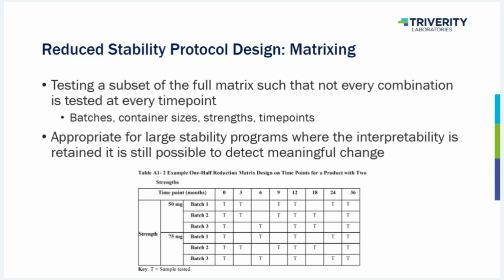You're just testing 3. In this example, they're testing every single batch, all 3 of the batches for both of the strengths at 0, 12 months, and 36 months. So the beginning, at 1 year, and at the end of the stability or the shelf life, and then just testing half of those at the other time points. And you can imagine if we added in the other strength into this, if we added in the fill sizes and the container sizes into this, how big this could get very quickly.